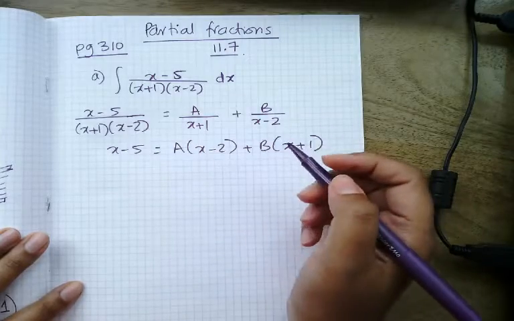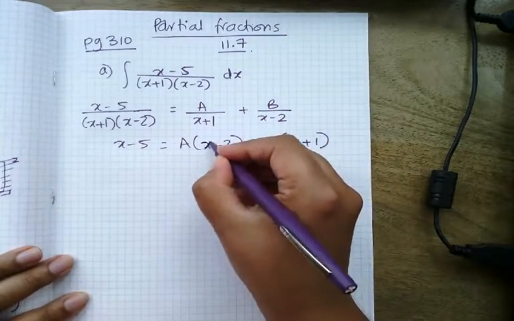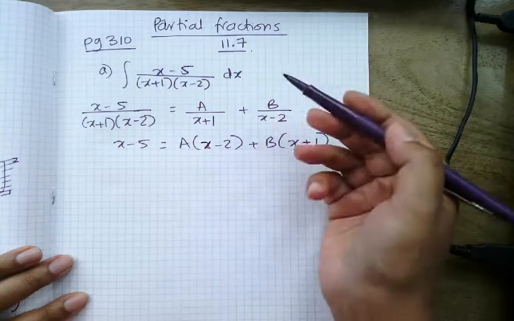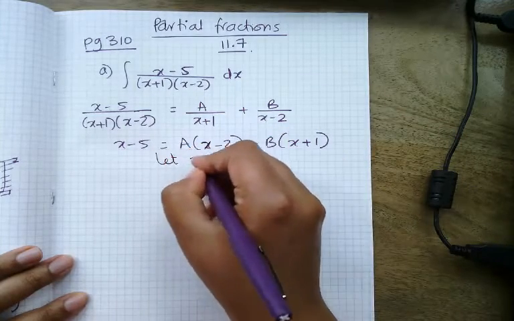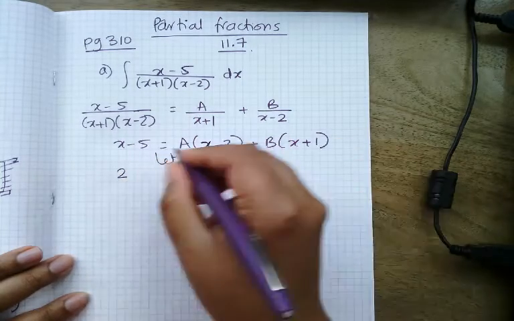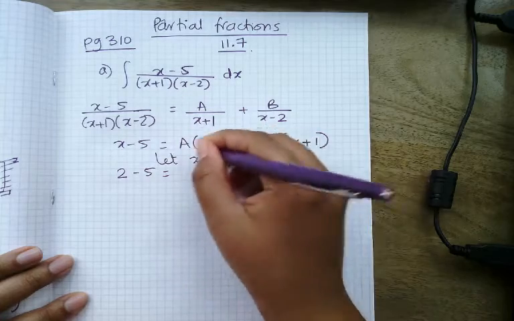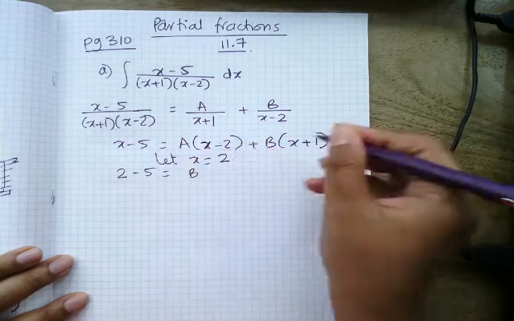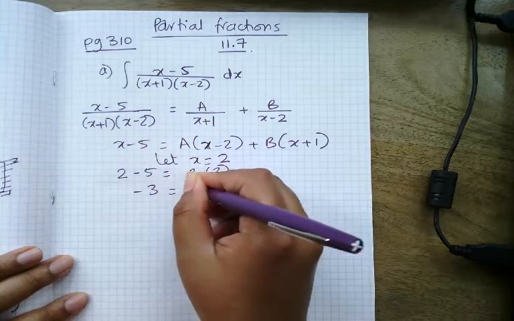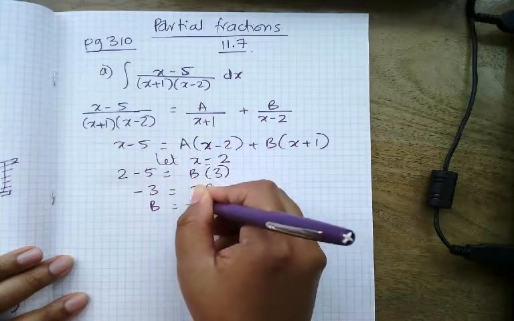And I usually use the elimination method from here. So basically, what value of x is going to eliminate A? So I say let x equals 2. Then I plug 2 into this entire expression. I'll get 2 minus 5 equals, this will become 0, and I'll be left with B times 3. So I'm going to have minus 3 equals 3B, and that gives me B equals minus 1.